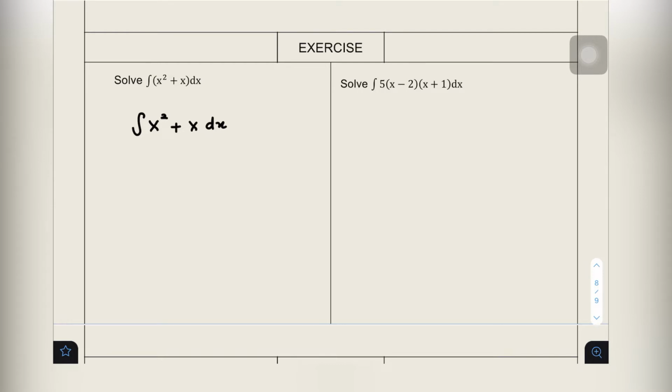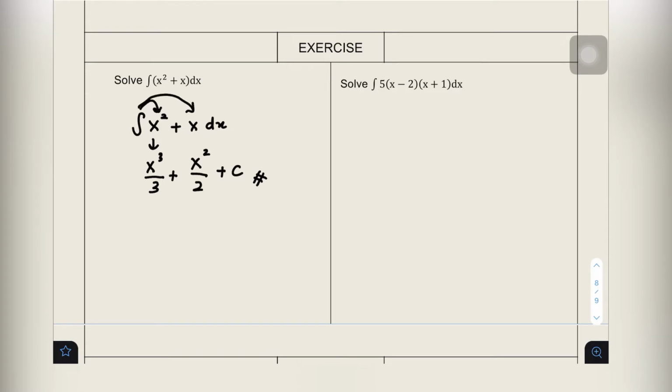Actually, you have two ways. You can directly integrate. Integrate x squared, you will have x to the power of 3 divided by the new power 3, plus integrate x, you will get x to the power of 2 divided by the new power 2, and because this is an indefinite integral, we need to put plus c at the back of the answer. So this is the first way, or you can use the rules of integration where we separate the function. We give each of the functions the integral symbol.